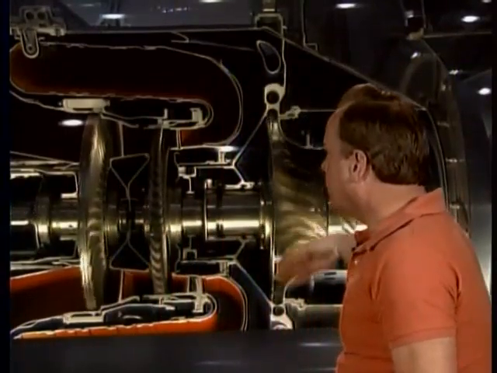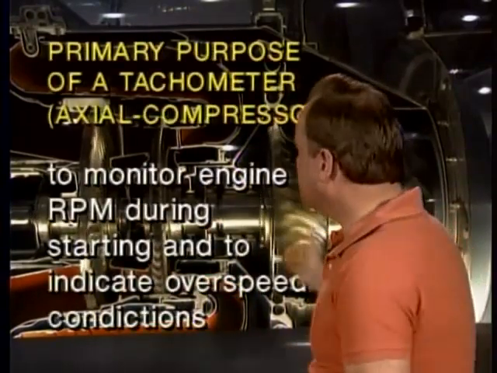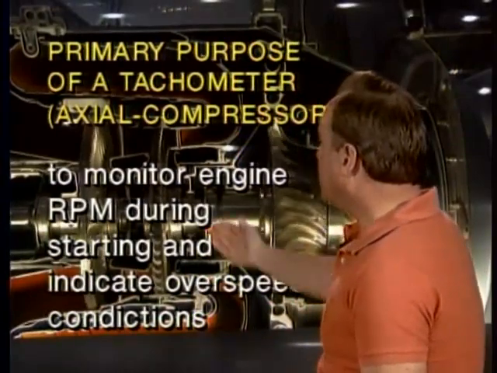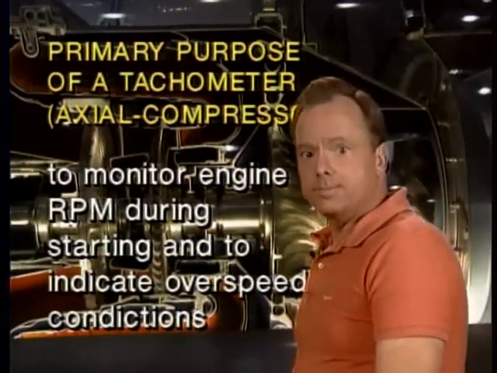So you and I talk about turbine engine instruments. The primary purpose of a tachometer on a turbine engine. Well, a tachometer tells you how fast it rotates. Why do you care how fast the engine is rotating? Well, you want to use that for starting information. You have to know when to bring fuel into the engine for starting, and also to indicate overspeed conditions. So they're going to ask you, why do you use a tachometer on a turbine engine? And that is to monitor engine RPM during starting and to indicate overspeed conditions.